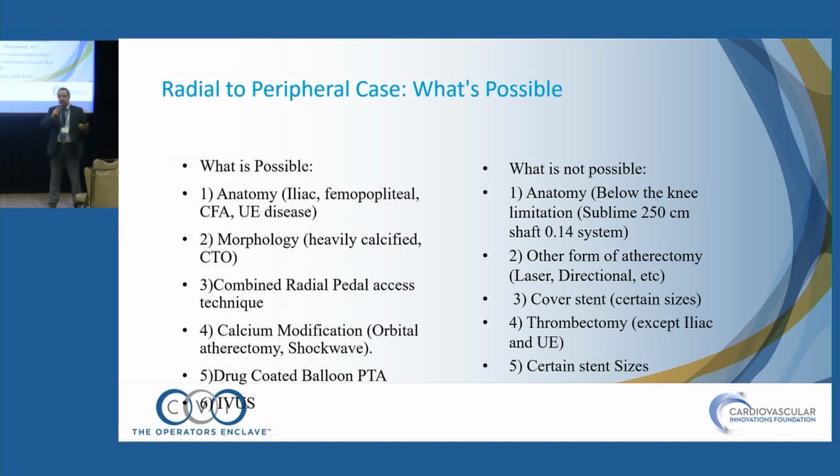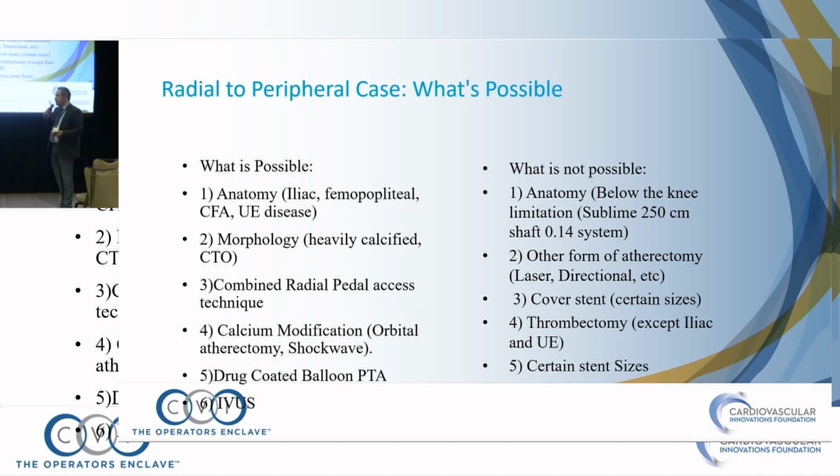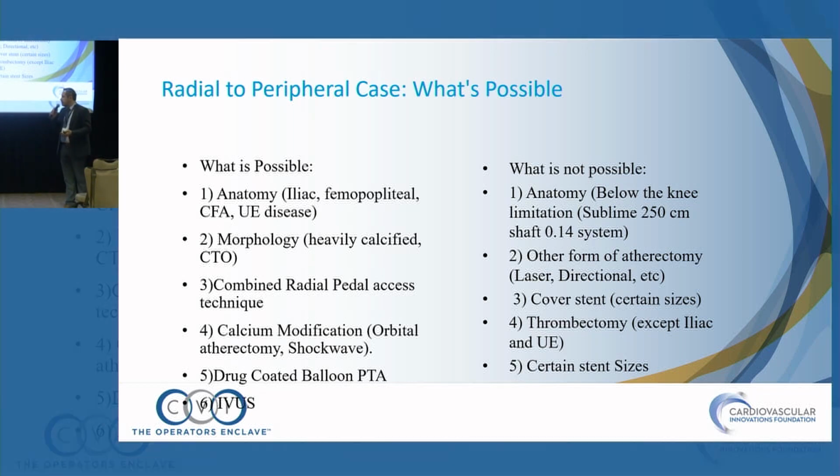So the topic here is what's possible and what's not possible from radial to peripheral. What's possible, from the experience we've seen across the country, is you can do different anatomy. You can do iliac, you can do femoral popliteal, you can do common femoral, and you can do upper extremity very easily by radial to peripheral technology that we have available. Morphology, we can do heavily calcified lesions. We've done CTO, SFA. Combined radial to pedal access has been very helpful instead of doing another groin access, just to lower the risk of bleeding.